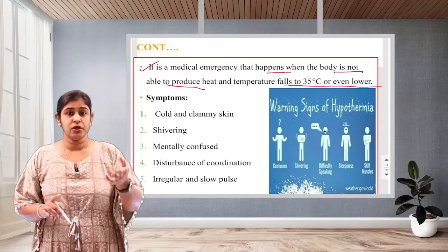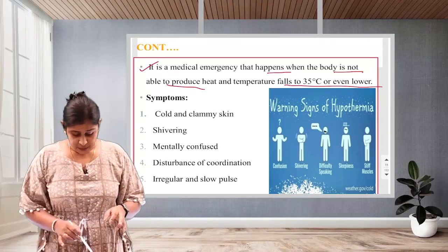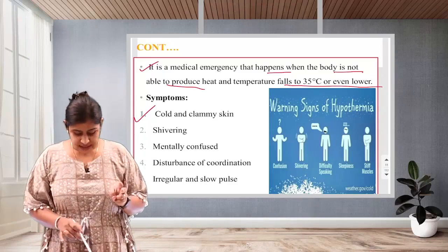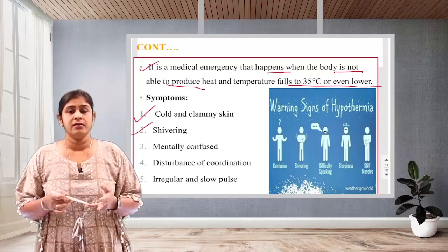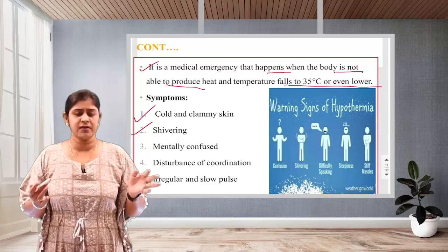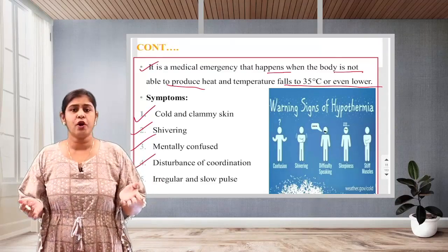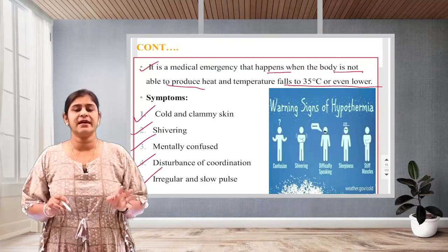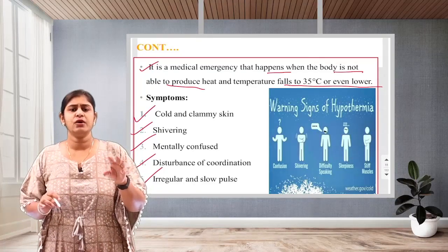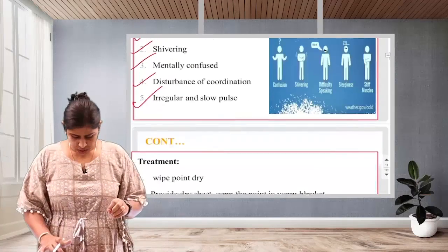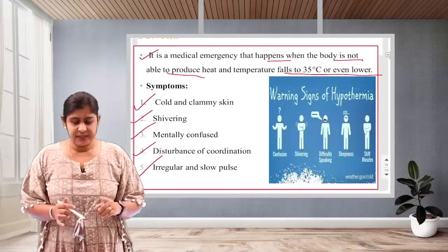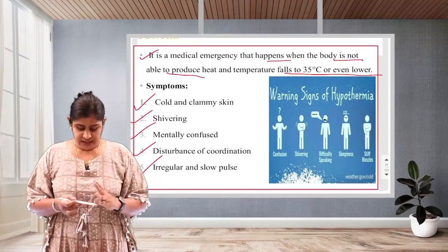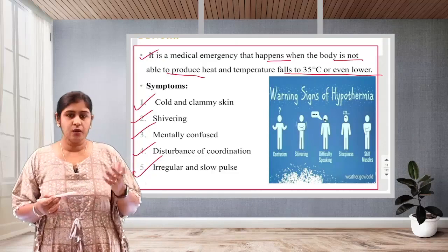So what are the symptoms of hypothermia? There will be cold and clammy skin, that is, the skin will be very cold and clammy. Second, shivering will be there. Third, the person will be mentally confused. There will be disturbance of coordination. The pulse will be very irregular and very slow. So these all are the symptoms: cold and clammy skin, shivering, mental confusion, disturbance of coordination, irregular and slow pulse.